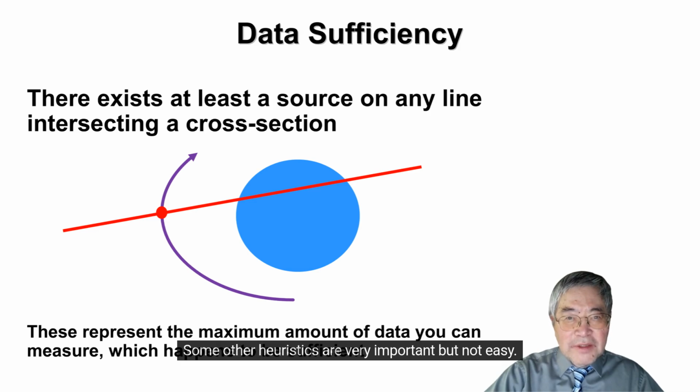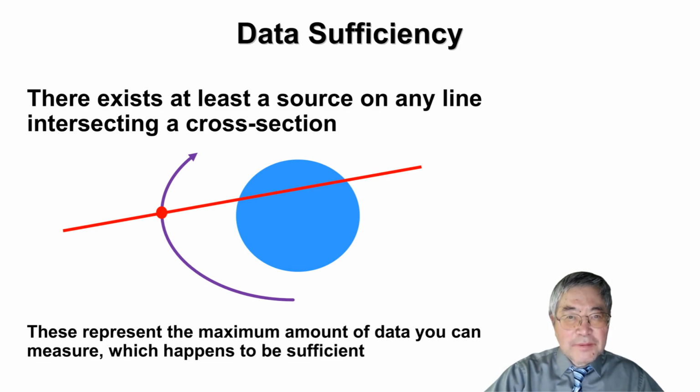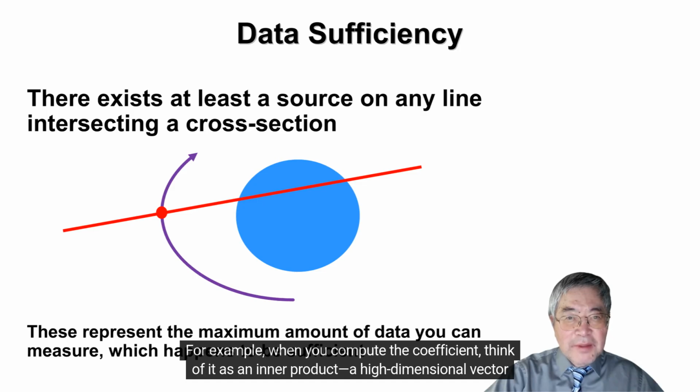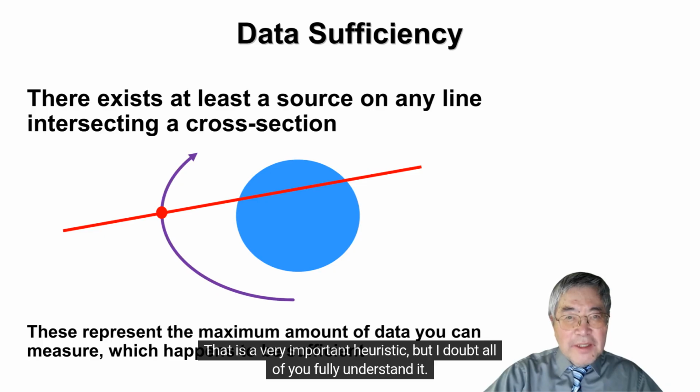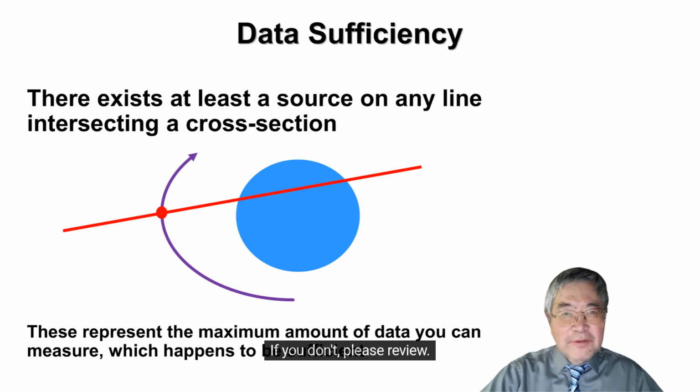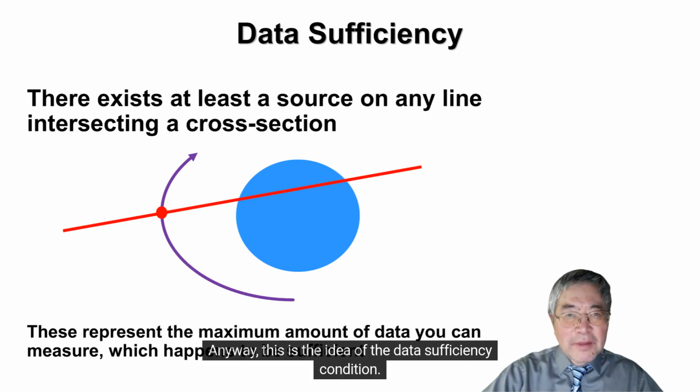Some other heuristics are very important but not easy. For example, when you compute the coefficient, think of it as an inner product, a high-dimensional vector projected onto a basis function. That is a very important heuristic, but I doubt all of you fully understand it. If you don't, please review. Anyway, this is the idea of the data sufficiency condition.